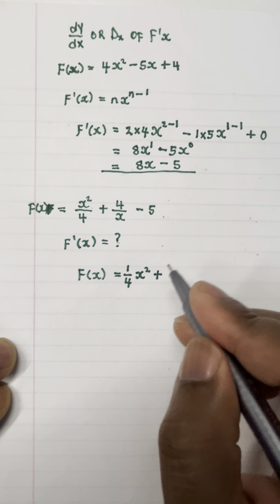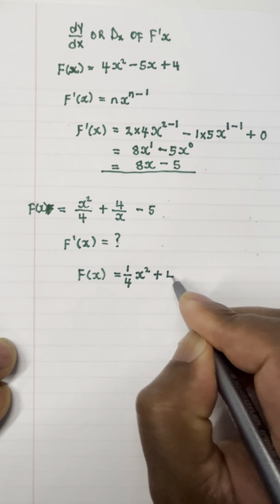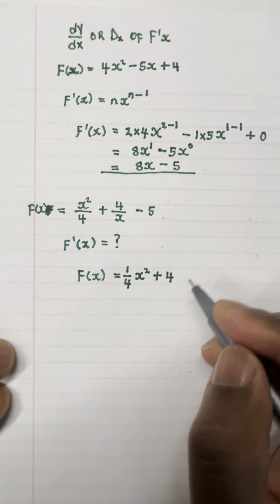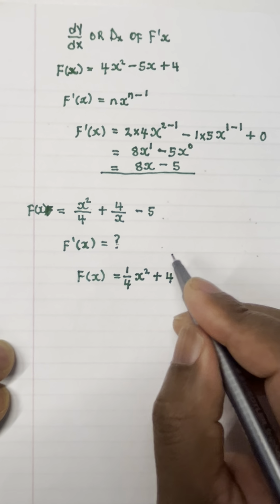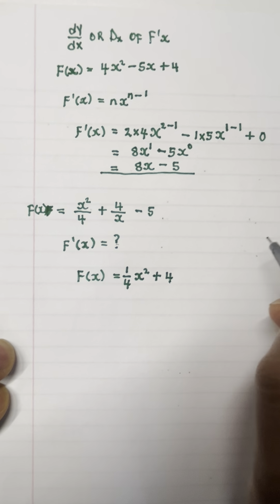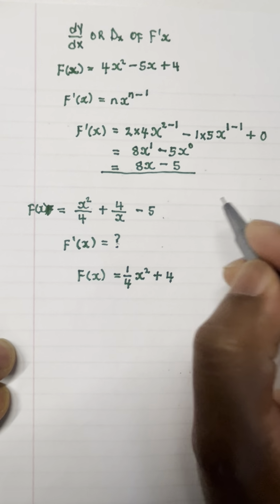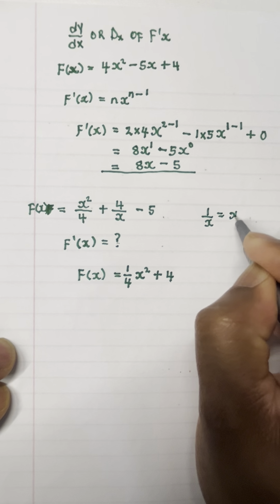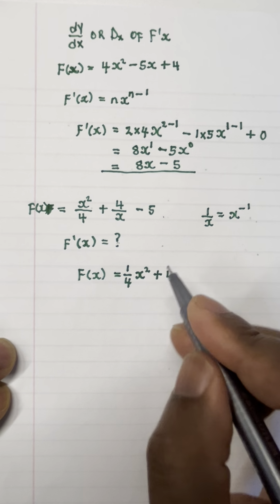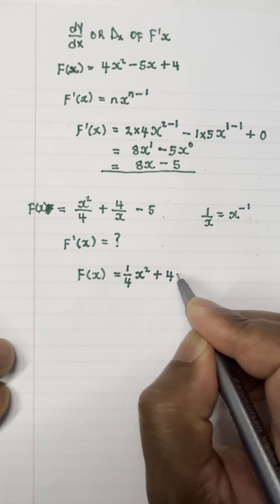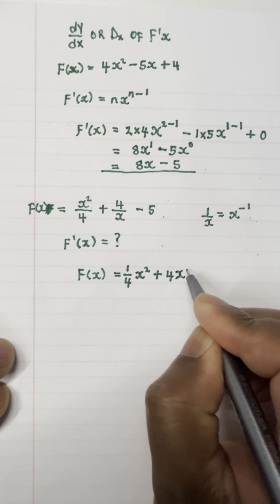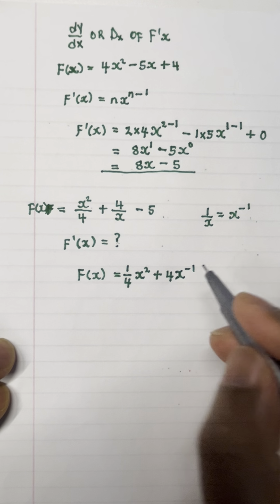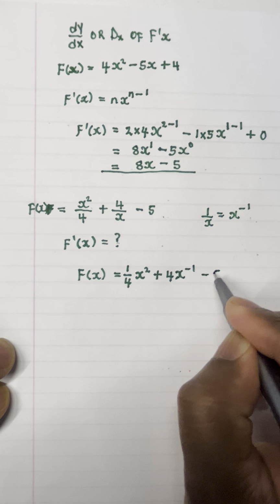I will say this is 4 times 1 over x. But if you remember, I said in one of the videos, 1 over x is the same as x to the power negative 1. So in order to solve this problem, you will have an x to the power negative 1, and in that way it's simplified. And then, minus 5.